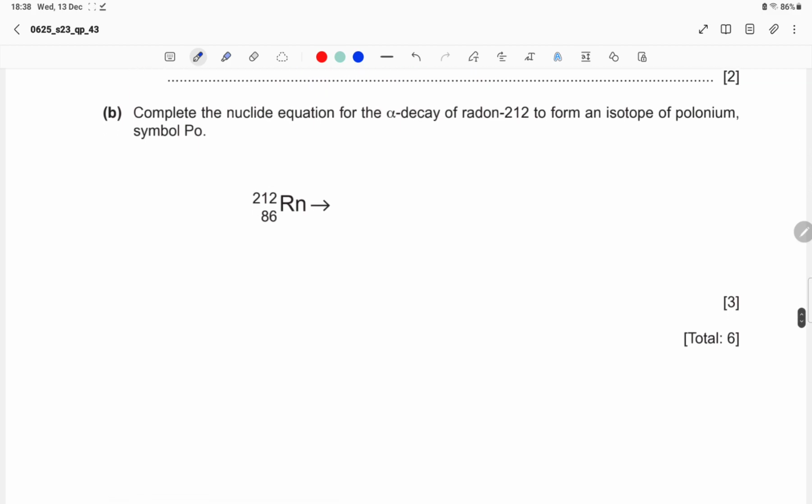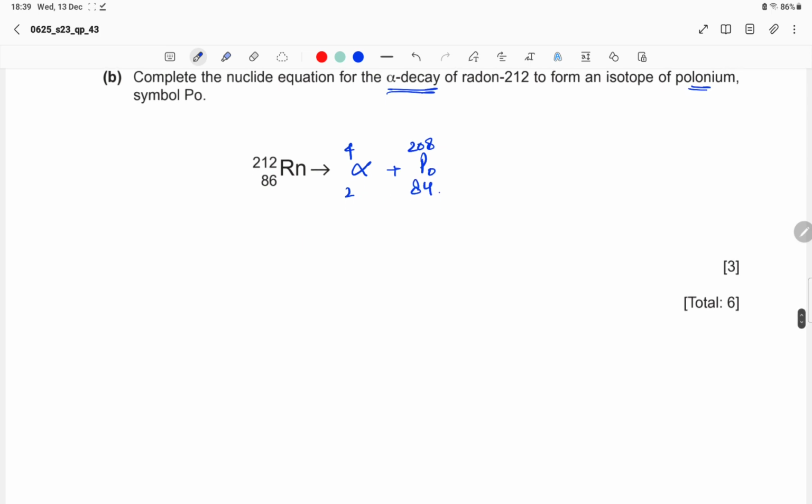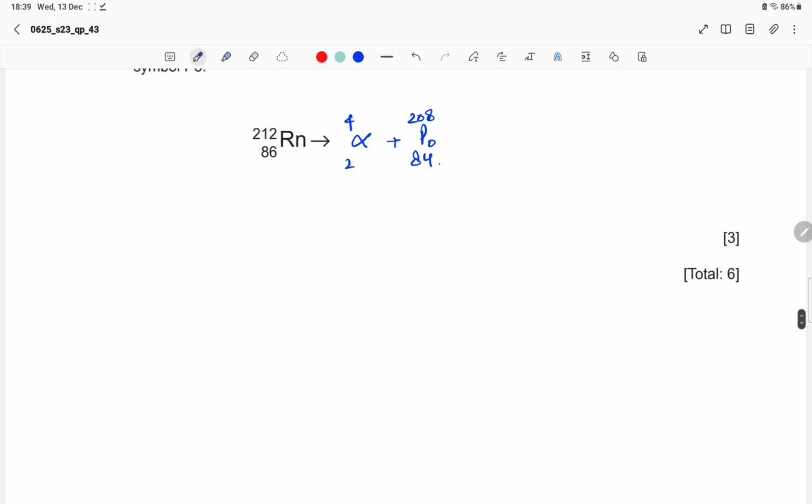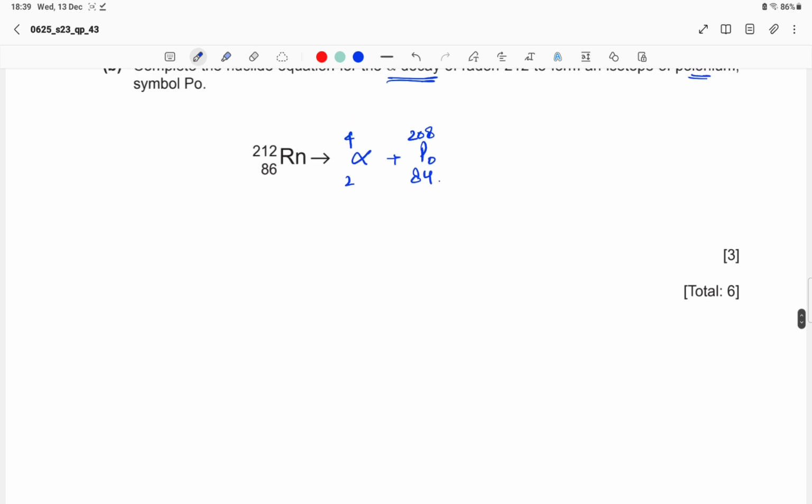Okay, complete the nuclear equation for the alpha decay. We know that alpha is 4 and 2, and radon turns into an isotope of polonium, which is Po. So 212 minus 4 is 208, and 86 minus 2 is 84. This is how you get your answer. Yes, this is your right answer. Okay.